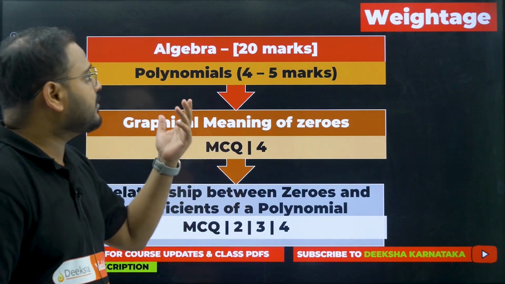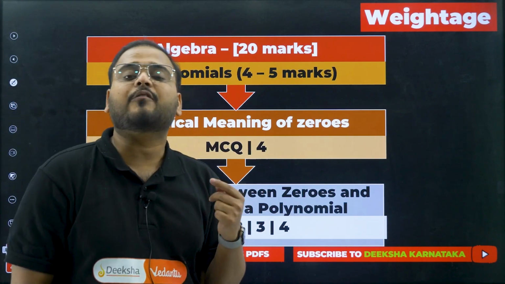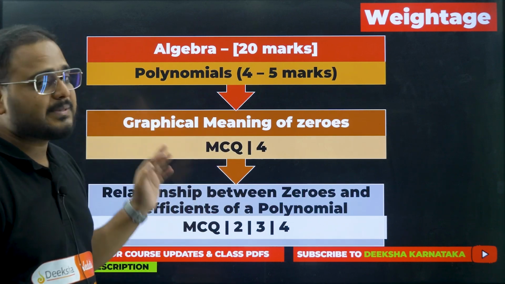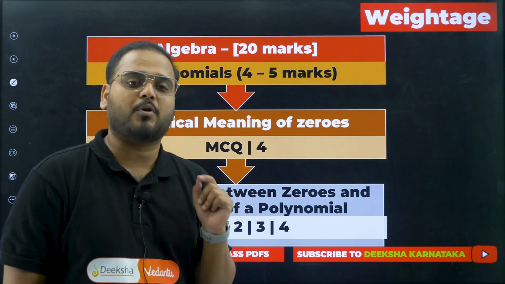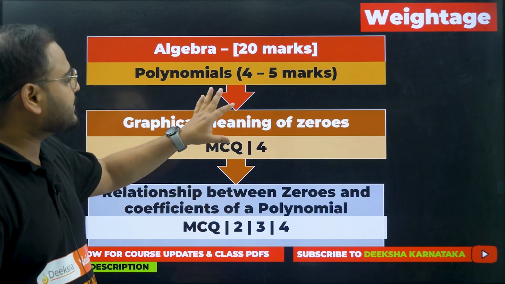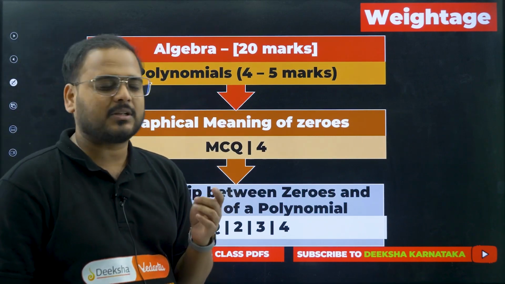Moving on, the chapter weightage. We have unit-wise weightage. We don't have chapter weightage for just polynomials, but we know that it's a part of a very important unit, the 20 mark biggest unit, which is algebra. Total 4 chapters are there in algebra.